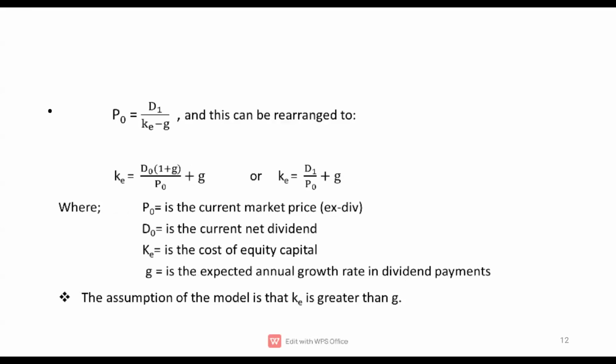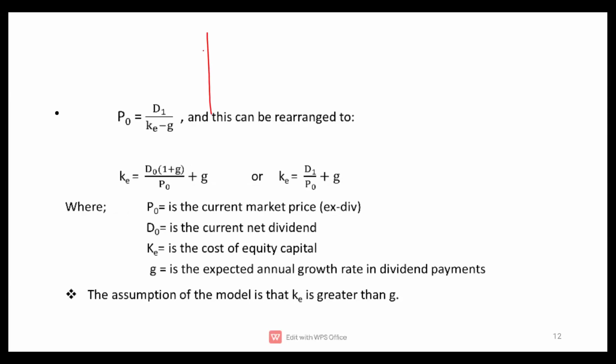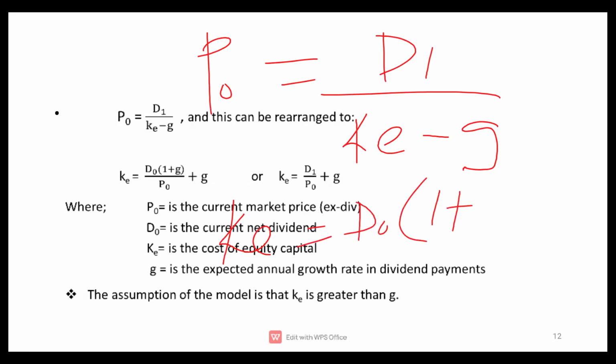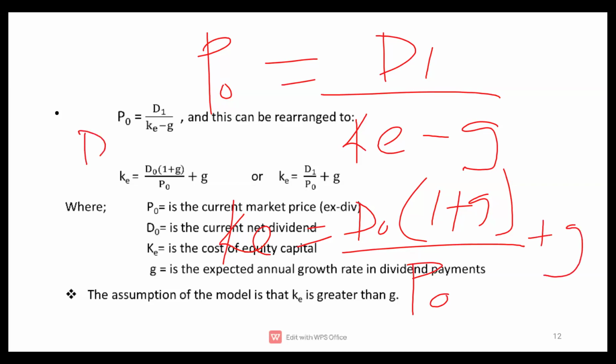The formula, these formulas may not be provided on exam. The price is equal to the dividend divided by the cost of equity minus the growth, which you can rewrite by manipulating the equation as the cost of equity shall be D naught multiplied by 1 plus the growth rate of the dividends, divided by the market price of a share, plus the growth rate, which is the same as D1 over P naught plus g.